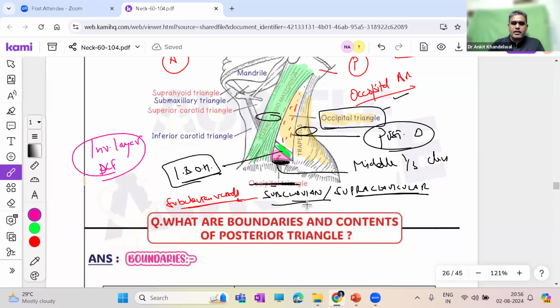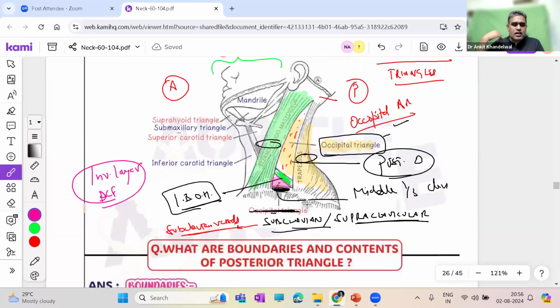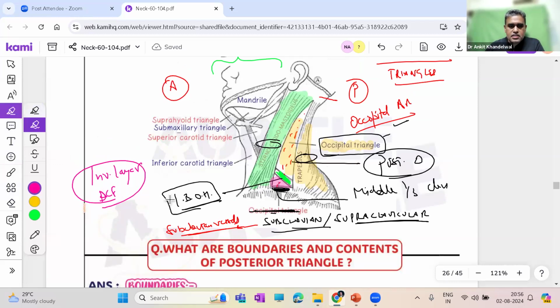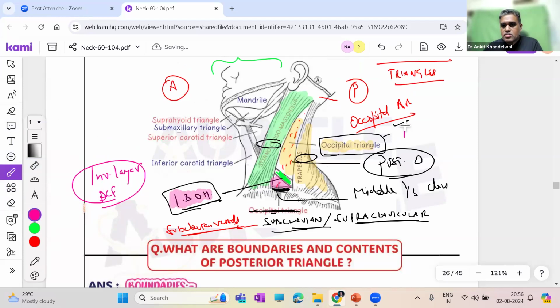Now, we understood this from the image that we have a triangle bounded anteriorly by sternocleidomastoid and posteriorly by trapezius. Below my middle third of clavicle, that is the posterior triangle. And that is being divided into two triangles by which structure? By the inferior belly of omohyoid. Into which two triangles? One is the occipital triangle and one is the subclavian or supraclavicular. This one all is sufficient?